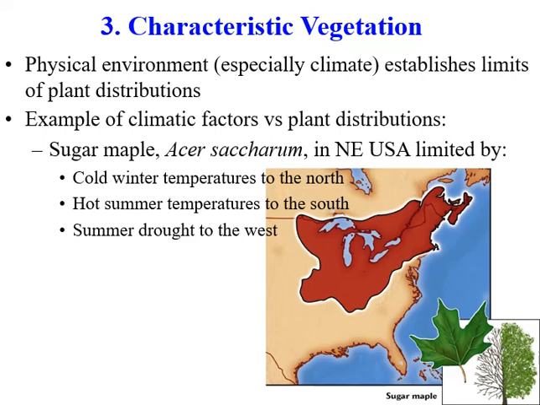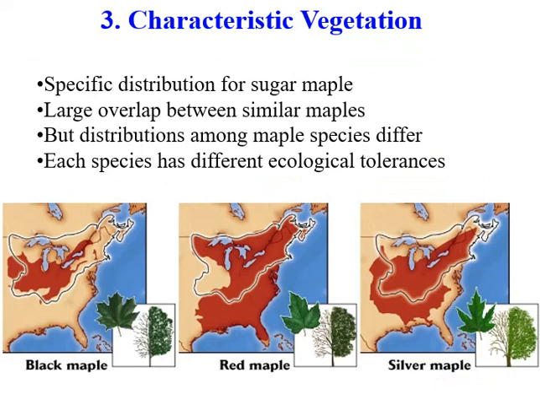To the north, it gets too cold. It gets too little rainfall. The soil characteristics are different. To the south, it gets too warm. To the west, it gets too dry, and you have these more prairie-like conditions. So as a result, you've got this species of maple tree that's got a certain distribution. That map shows what the distribution is.